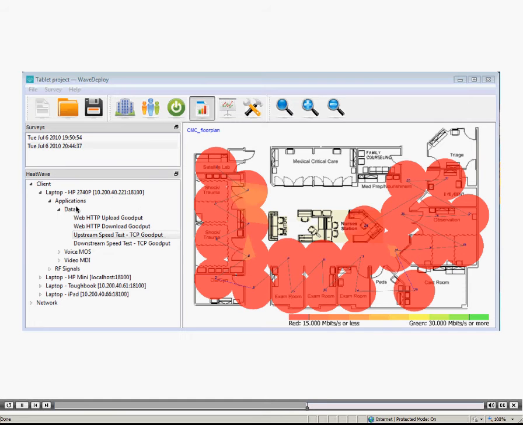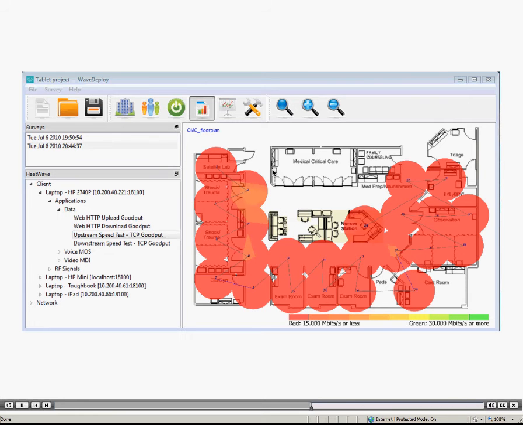In this site assessment, the IT manager took 4 different devices on the cart with them as they conducted the assessment: an HP 2740 laptop, an HP Mini tablet PC, a Toughbook tablet PC, and an iPad. And here are the results that they've seen.